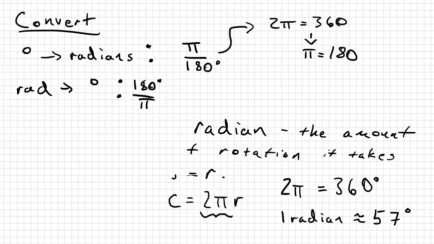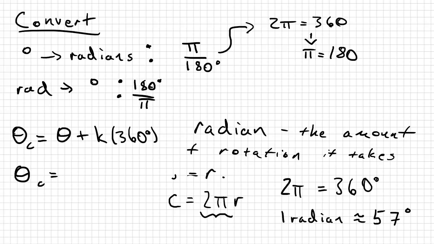Okay, so we can simplify the coterminal formula now in radians. We talked about how we found coterminal angles theta c by taking theta and adding k times 360. Now that we know that 2 pi is equal to 360, we just simply say that theta c is equal to theta plus k times 2 pi. That is going to be the new relation that we have.